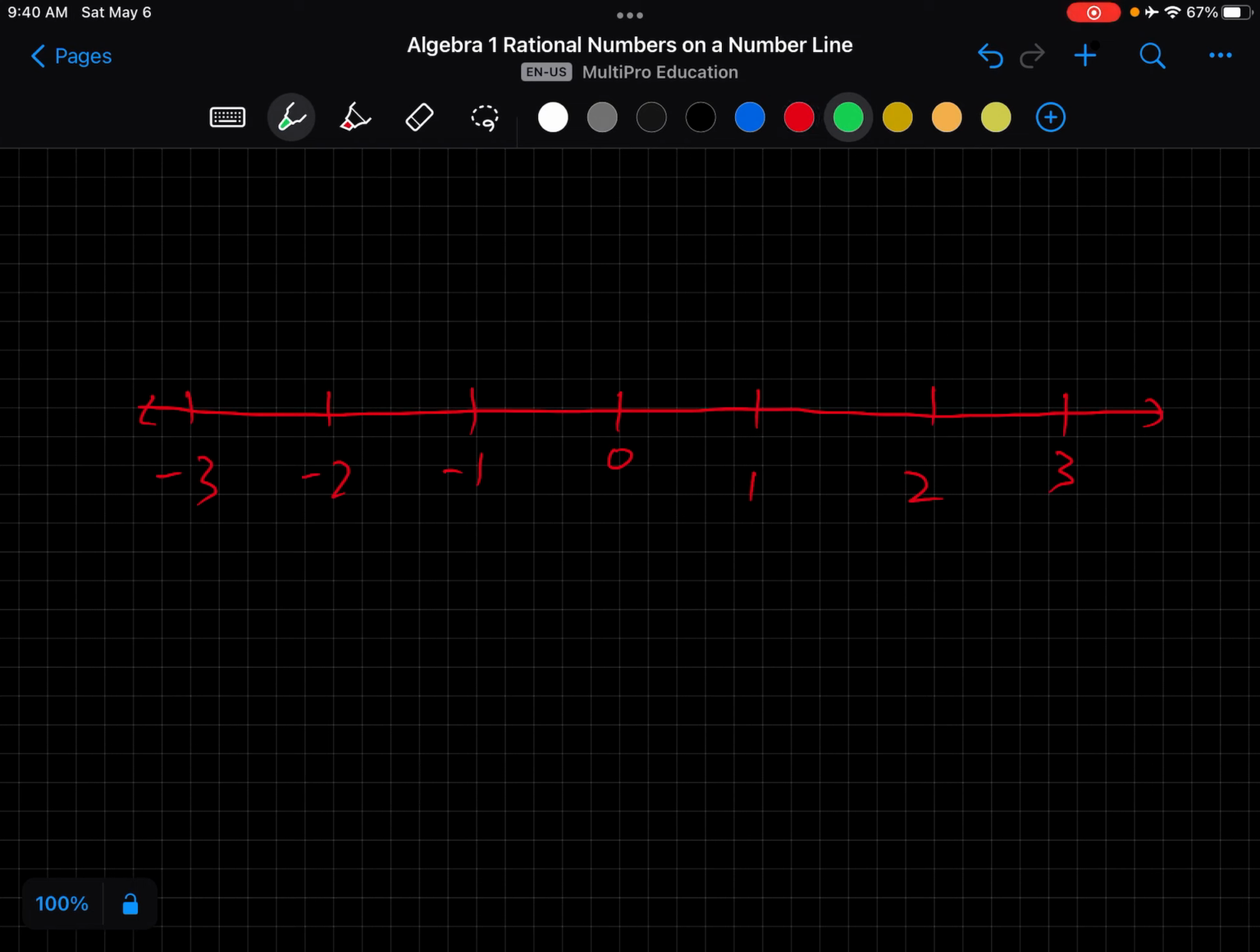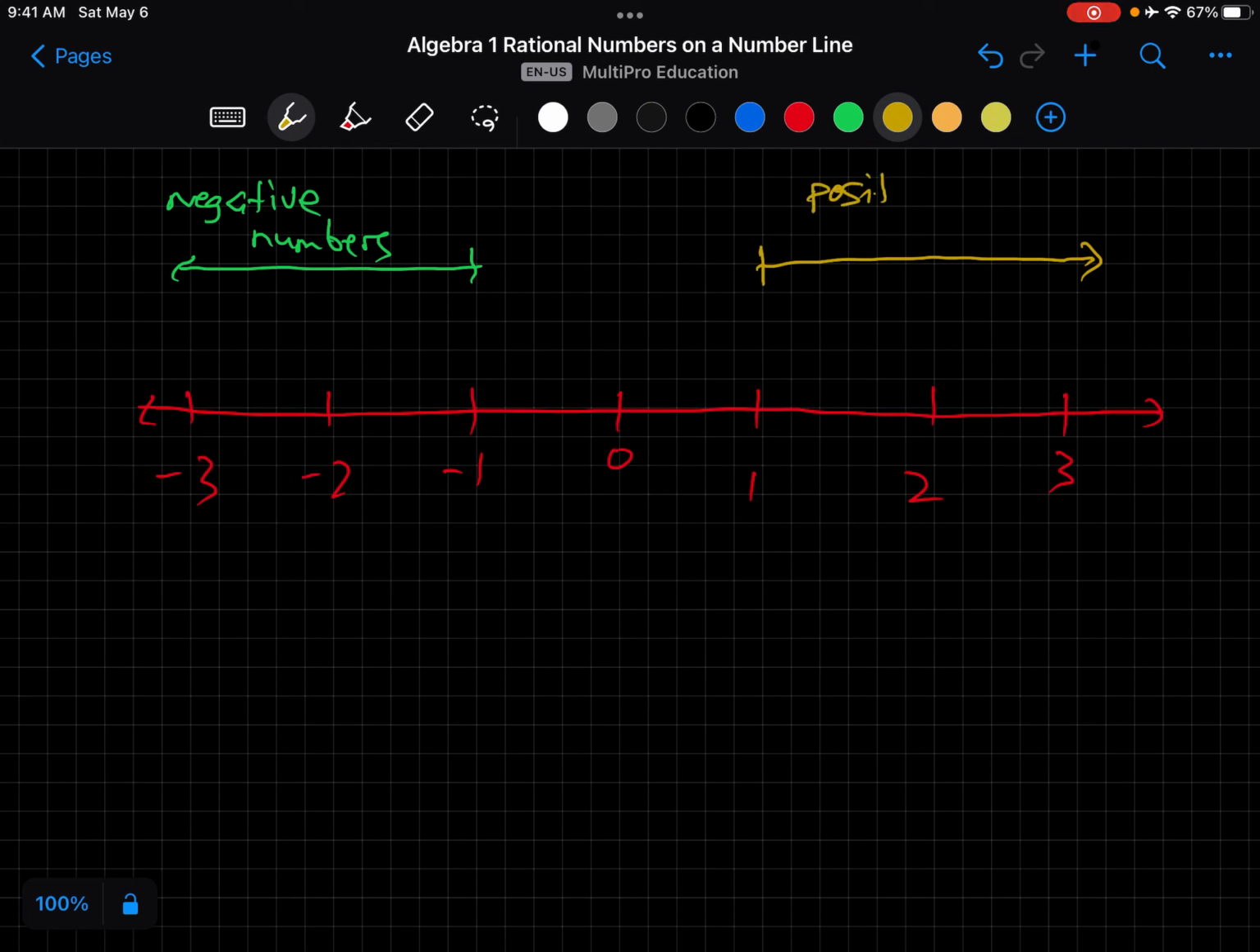And if you want to know what is a negative number, it will be all the numbers -1 or less. So these are negative numbers. And if you're looking for positive numbers, anybody like positivity in their life? You can look at a positive number. All right, so these are numbers 1 and above to the right.